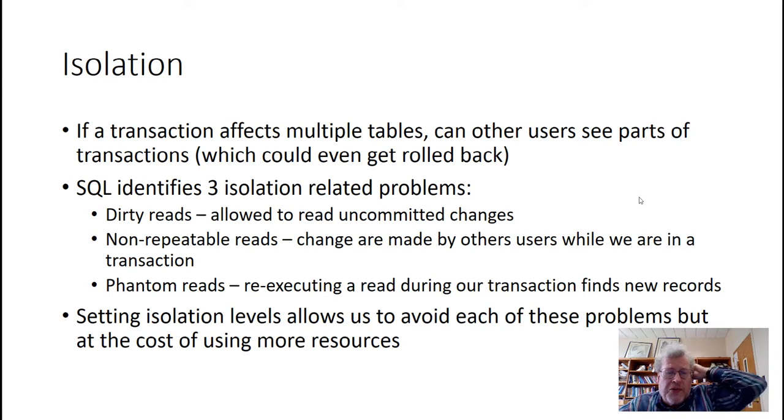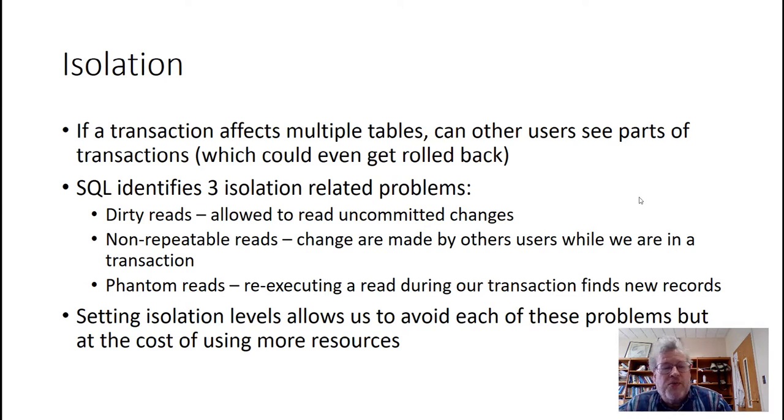Isolation. If a transaction affects multiple tables, can other users see parts of the transaction, which could even get rolled back? For instance, I'm creating a purchase order with the purchase order record and a bunch of purchase order detail records. I get the purchase order record itself created, but the detail records haven't been committed yet. Could someone else see a purchase order with just that header and with no detail items? Hard to know.